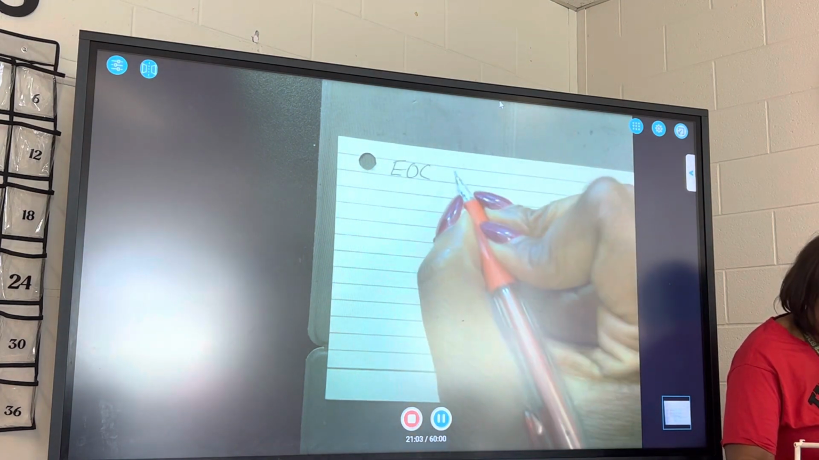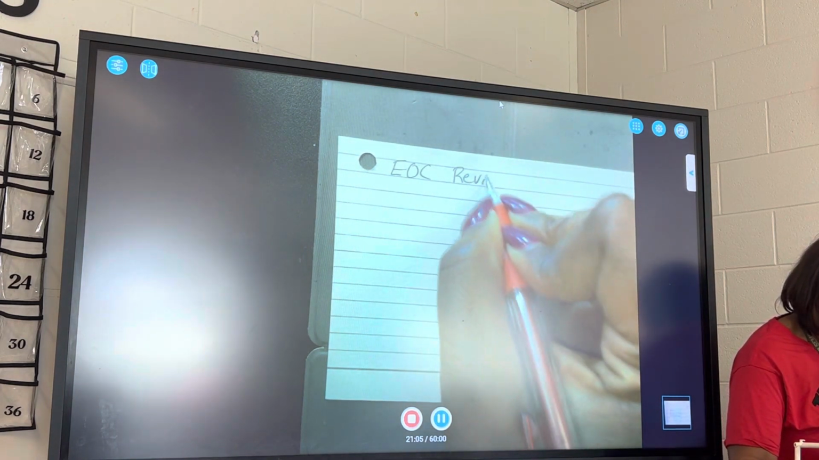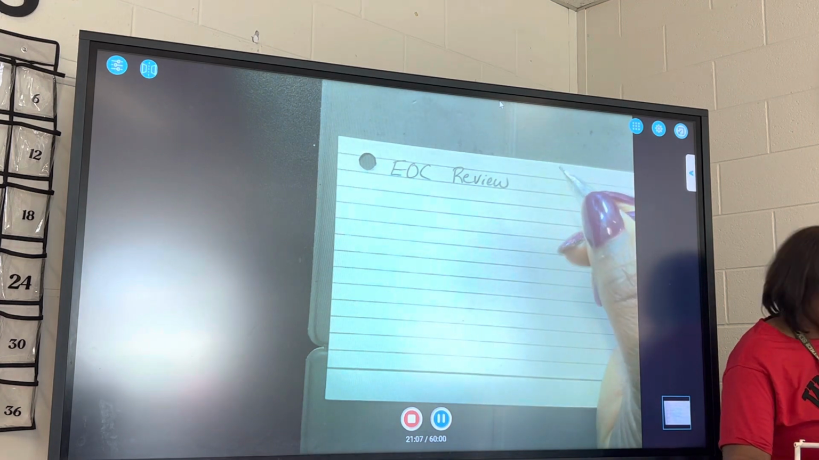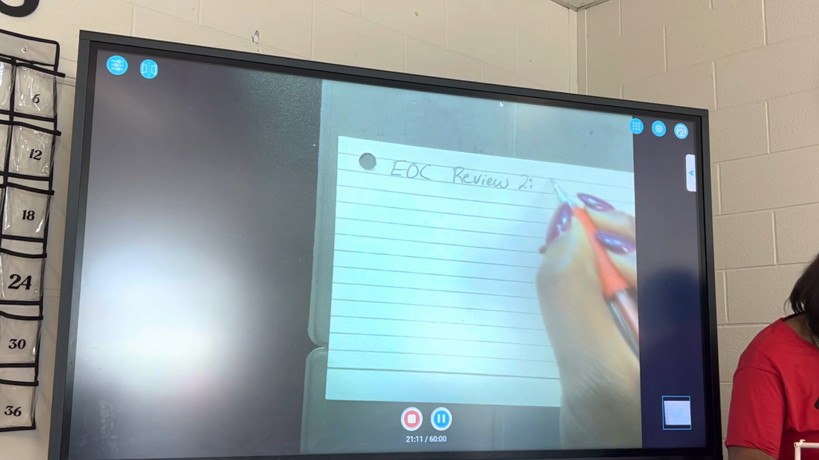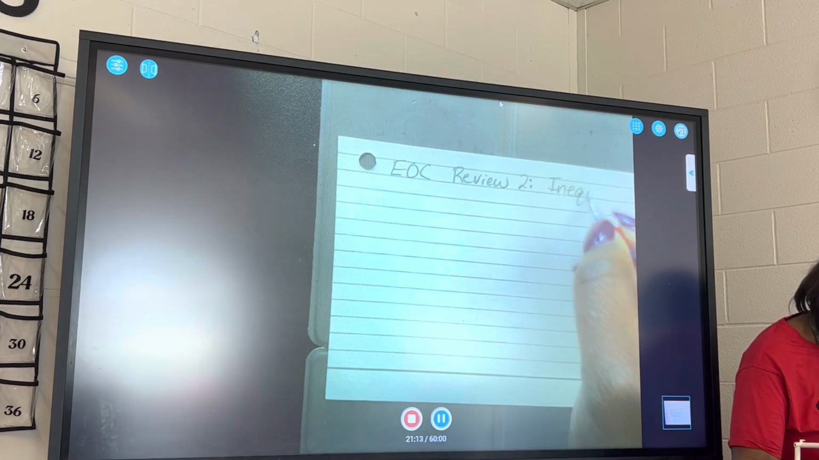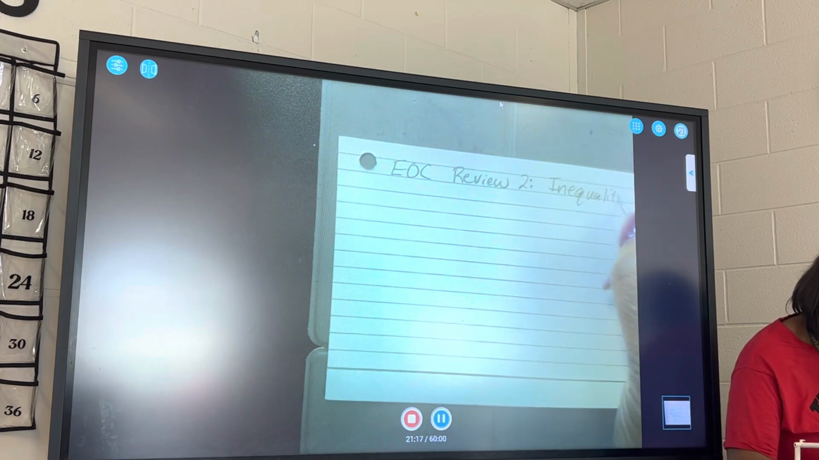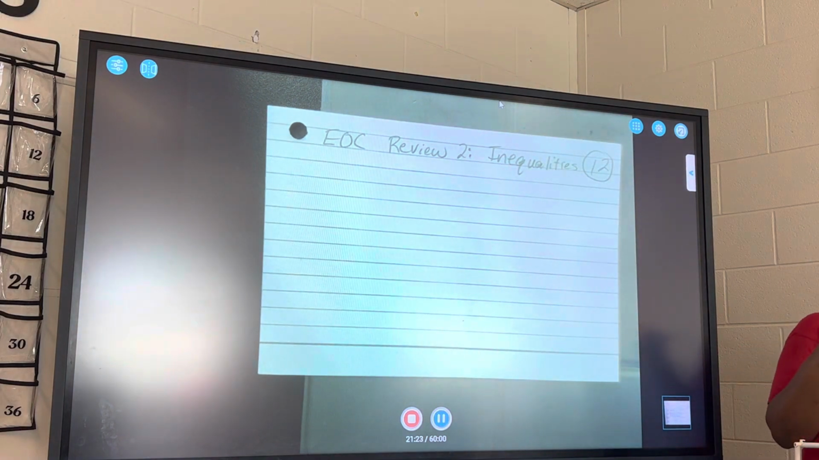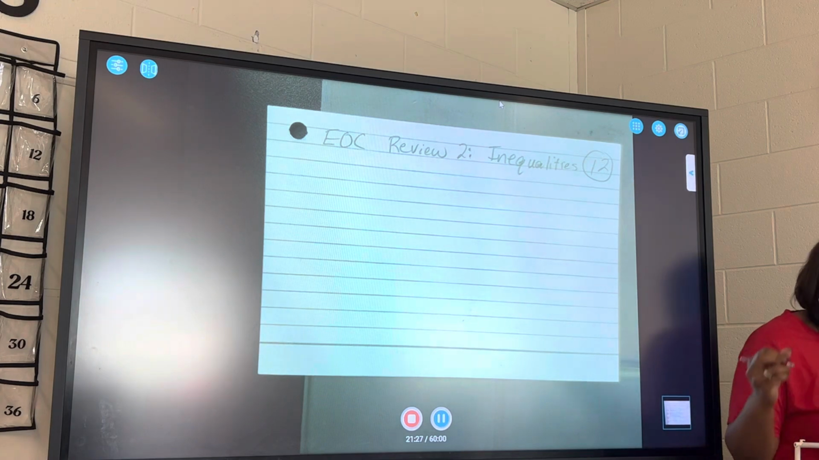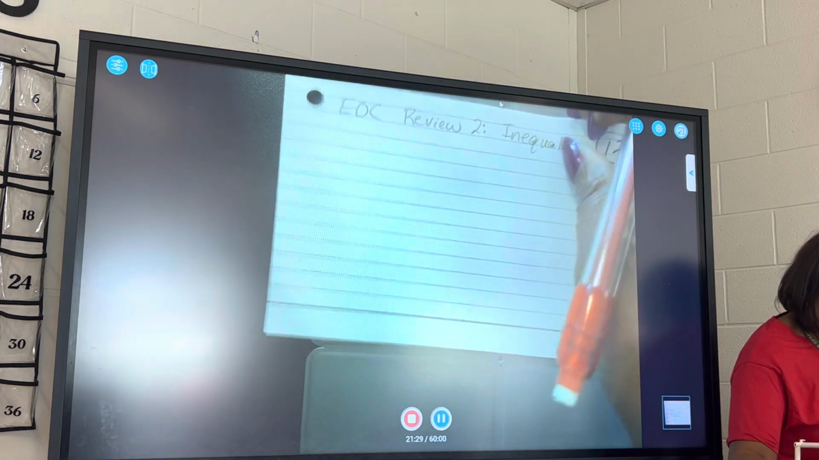EOC review 2. The title is Inequalities, and this is card number 12. Slide this over a little bit. All right, so the title of this one is graphing. We're going to graph linear equations.